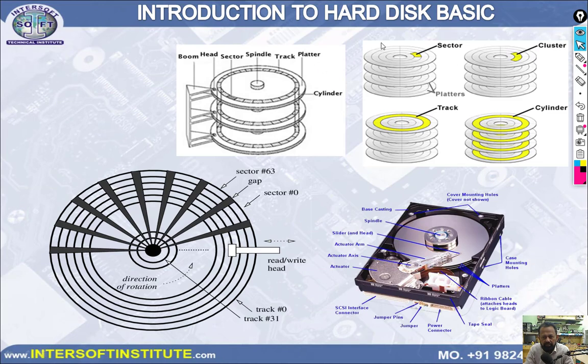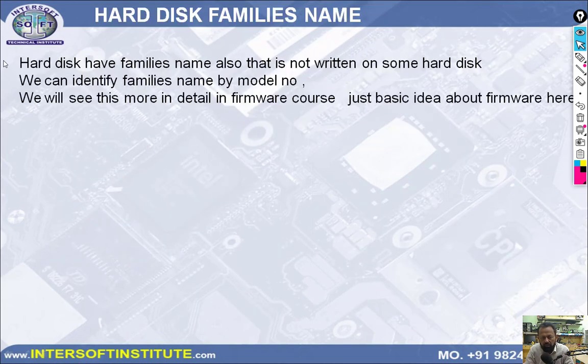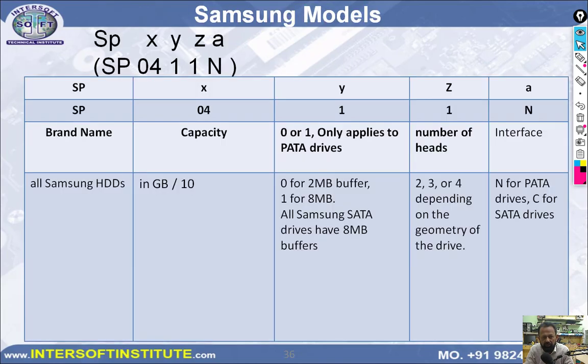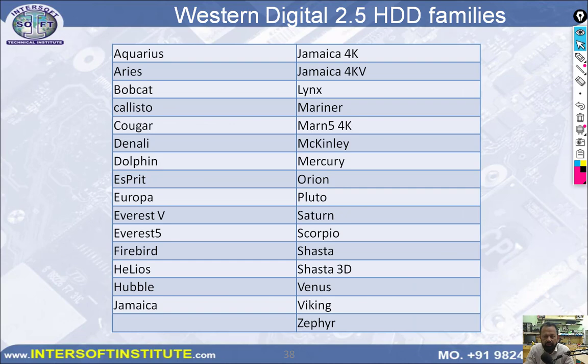Hard disk basics, sector, cluster, cylinder, track, these also we will go through in the next chapter. So these are the different models, family names. Acha, the main important thing is the family name. Some hard disks have a family name. Western Digital model number family. See, this is your Western Digital family. Okay. The Western Digital families are named like Bobcat, Callister, Dolphin, Sprint, Everest, Saturn, like this. They have given the hard disk model names.